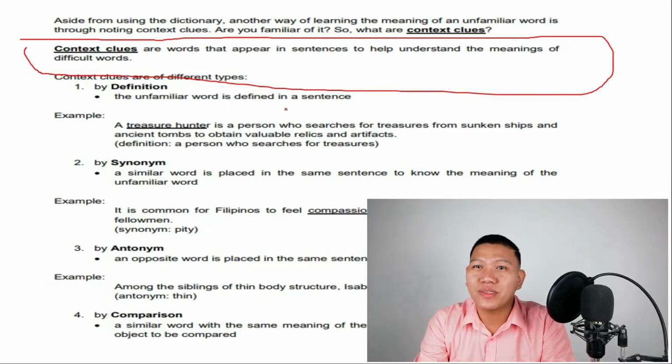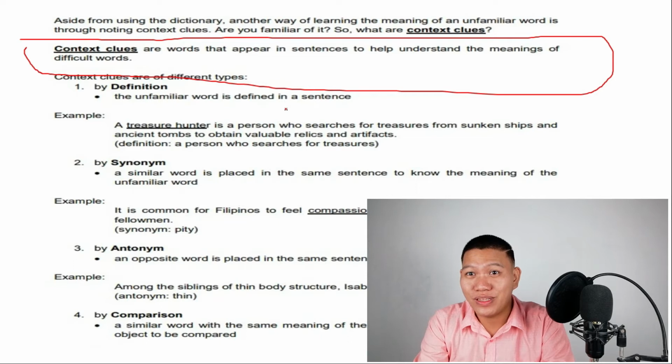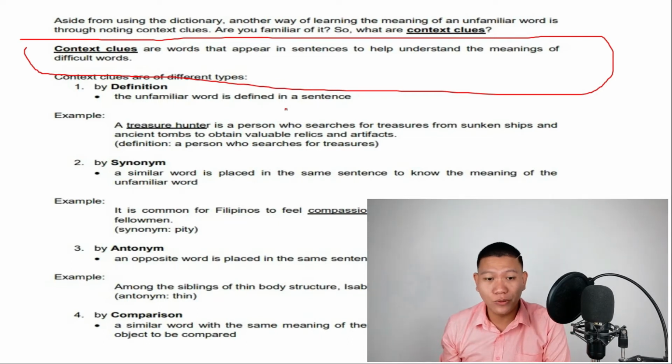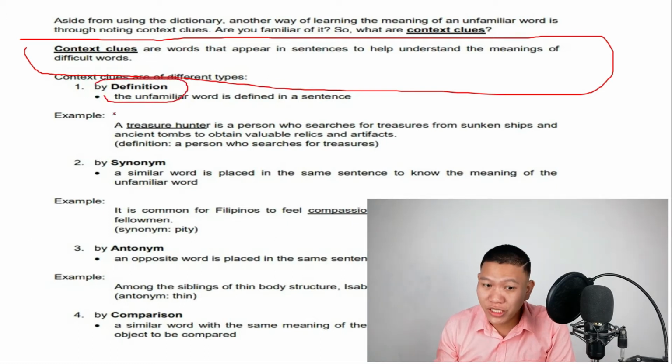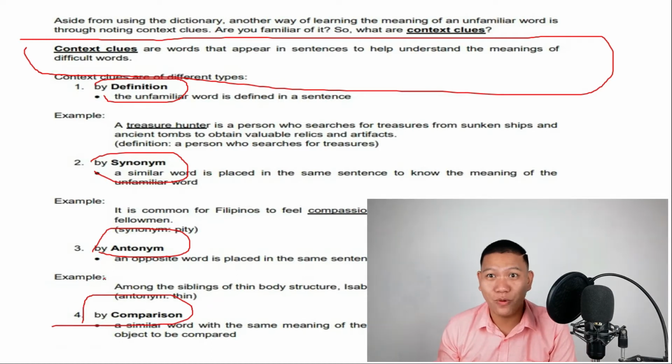A while back, the unfamiliar word is frontliners. But then again, you have seen the word lead. So frontliners lead. So meaning to say, they are leaders. You get it? So we have different types of context clues. We have context clues by definition, context clues by synonym, context clues by antonym, and context clues by comparison. Let's have them one by one.